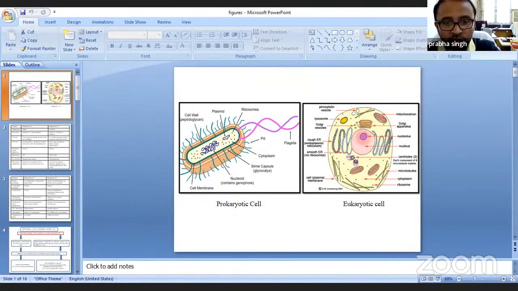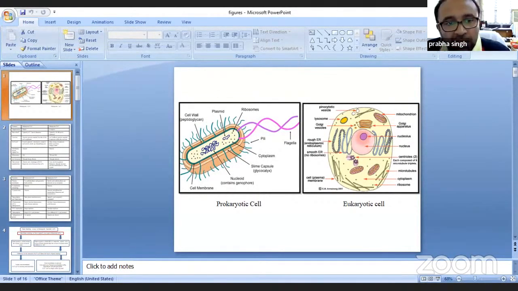Today we are going to learn about the prokaryotic cell and eukaryotic cell. Although it's a very simple topic and you all are very much aware of the differences between the prokaryotic and the eukaryotic cell, we'll try to see some of the basic differences, and we'll try to see what sort of questions will be asked from this particular topic.